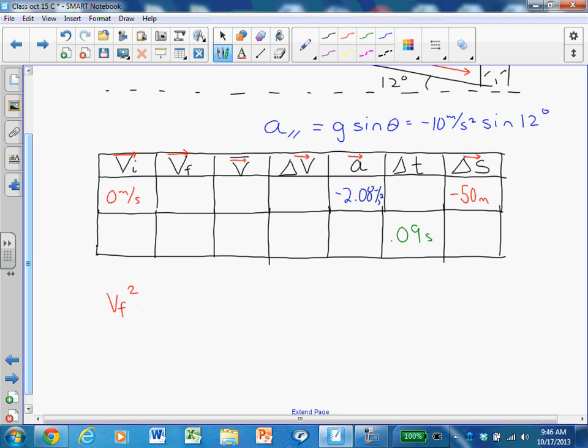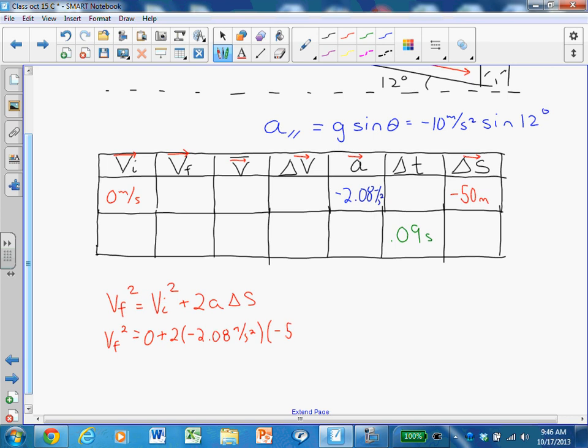Now that would be an equation you should definitely have on your reference packet. If you don't have that on there yet, you should write that on there, so that you have it when it comes time for the test, right? So VI is just 0. 2 times A, which was minus 2.08 meters per second squared, times delta S, which was minus 50 meters.